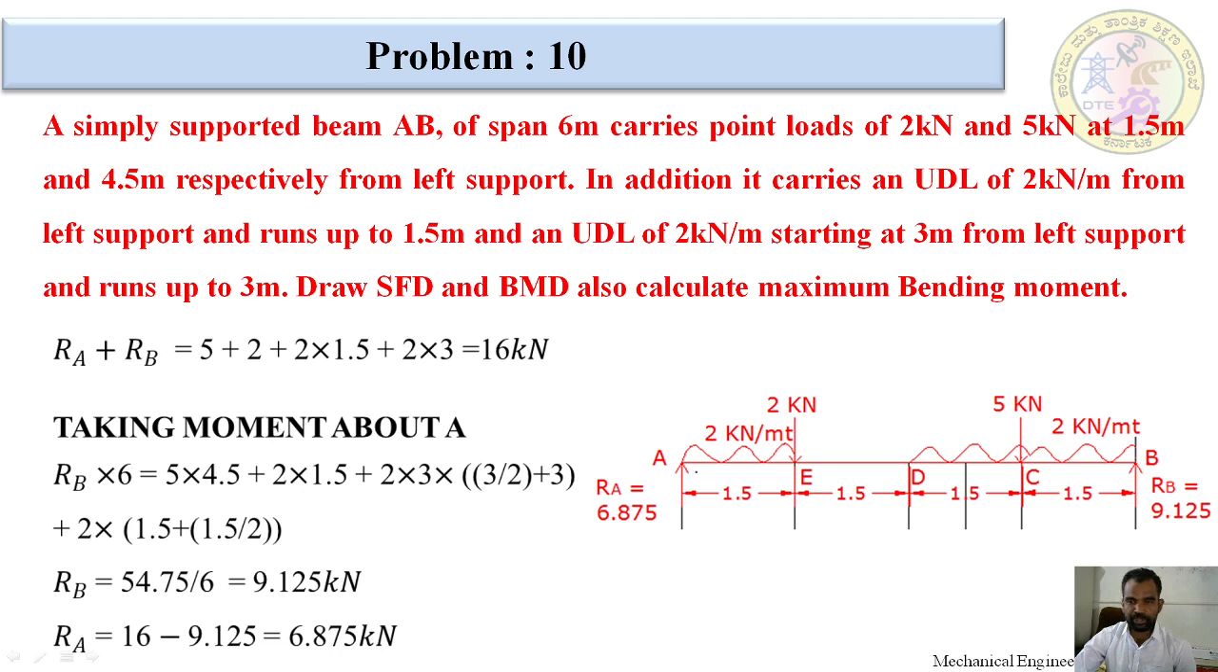After that, I am going to convert this UDL into a point load. How are we supposed to convert? 2 into 3, because this distance is 3 meters. 2 into 3 is this one. We have to convert it into a point load. After that, I am going to take moment about this point.